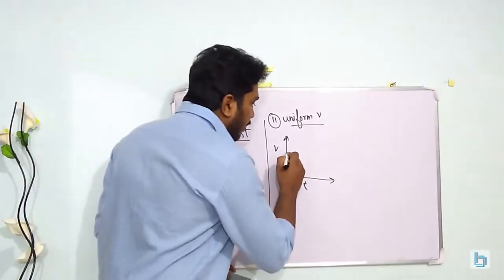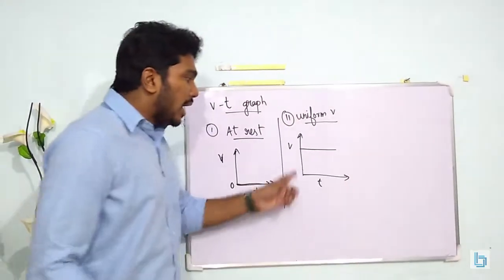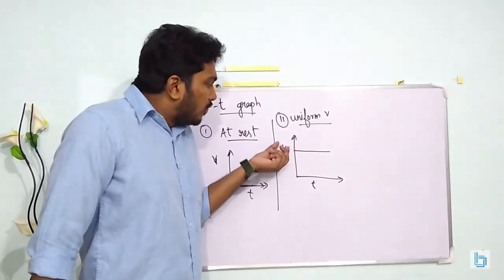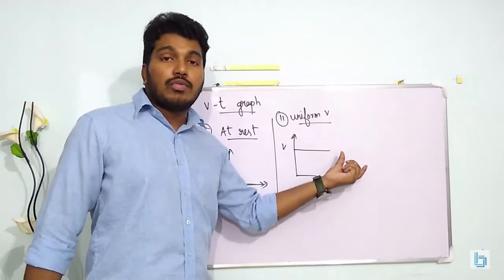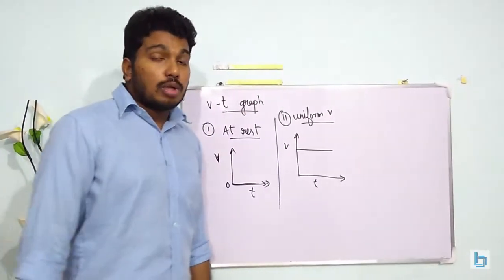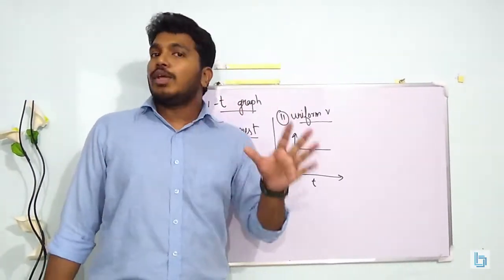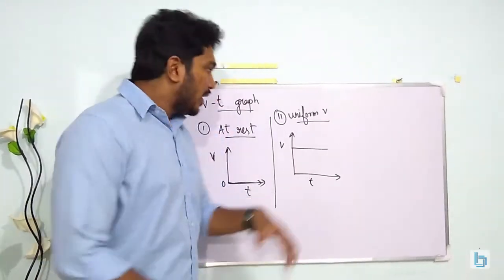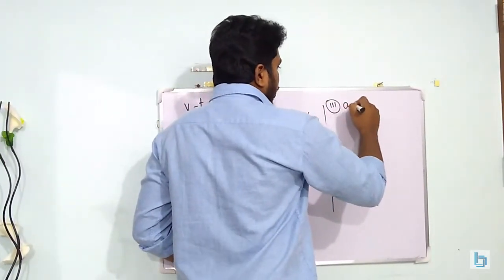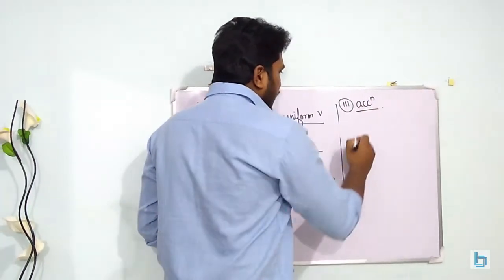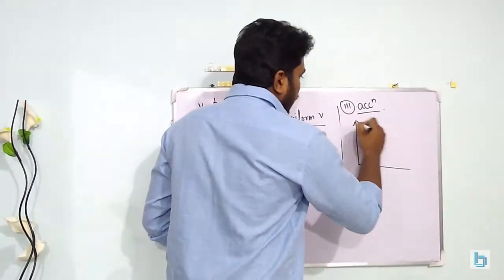How should the graph be? It should be a constant, and this is the corresponding graph. The velocity is a constant, and then we call it moving with a uniform velocity, or the motion is a uniform motion. Okay. Now the third one, an object moving with an acceleration. With an acceleration, we can represent it like this.